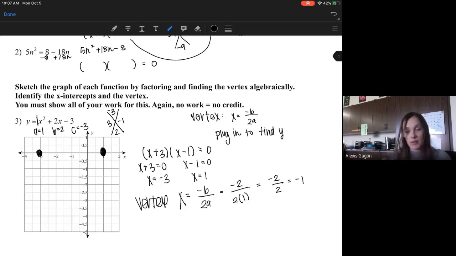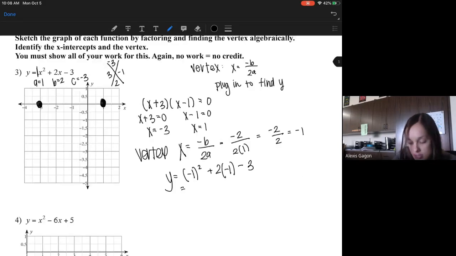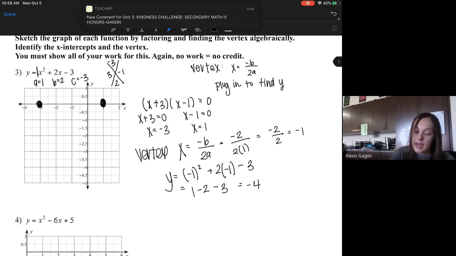So the x value of the vertex is negative 1. To find the y value, I'm just going to plug that in. So I have negative 1 squared plus 2 times negative 1 minus 3. Negative 1 squared is positive 1. 2 times negative 1 is negative 2, and then minus 3. 1 minus 2 is negative 1, minus 3 is negative 4. So our vertex is at (negative 1, negative 4).